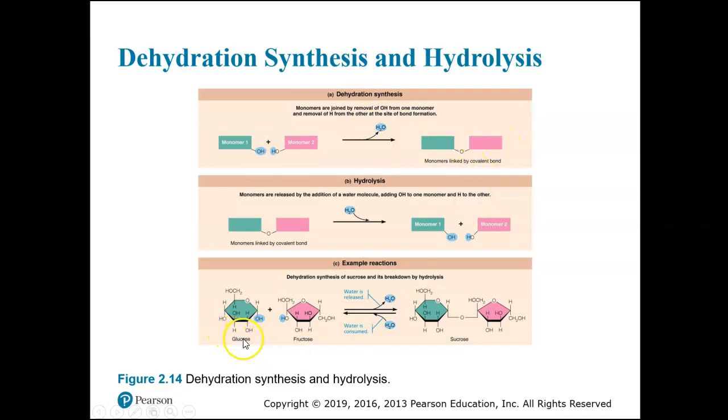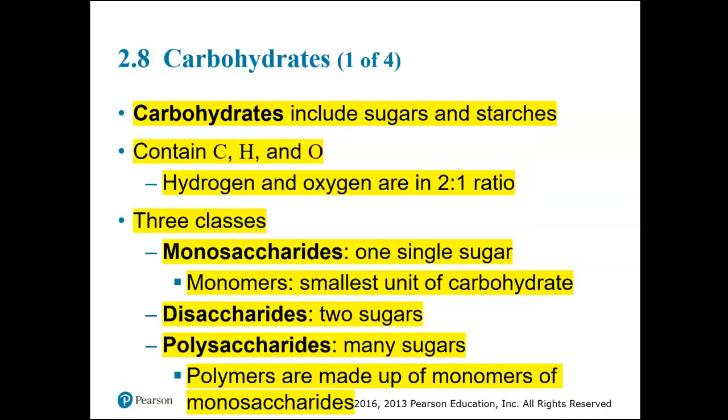The example they've shown you here is combining the monomers glucose and fructose, which are monosaccharides, removing water, and producing sucrose, which is a disaccharide, or 2 sugars. And sucrose is also the name for table sugar, by the way. So in the production of sucrose, water is also produced or given off as a product. And that's why we call it dehydration synthesis, because water's removed from the reactants.